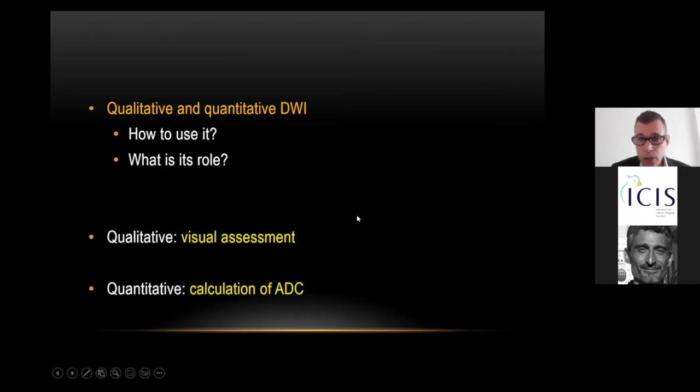So what about our two main approaches, which is qualitative analysis and quantitative analysis of diffusion-weighted imaging? And I want to go through them, which is essentially a visual assessment with qualitative analysis and a calculation of the ADC with quantitative analysis.